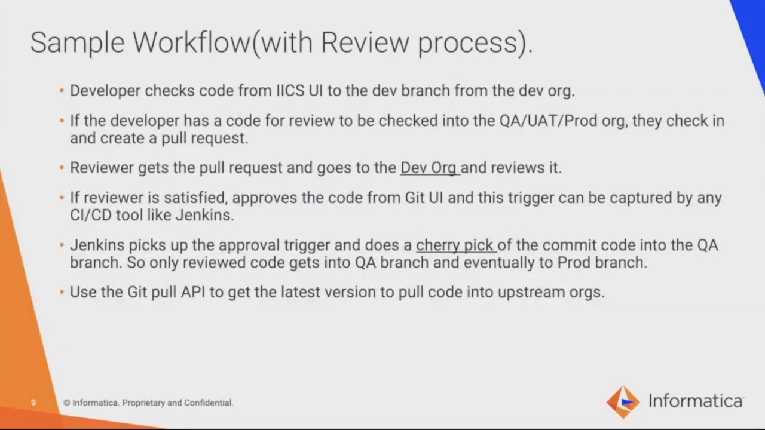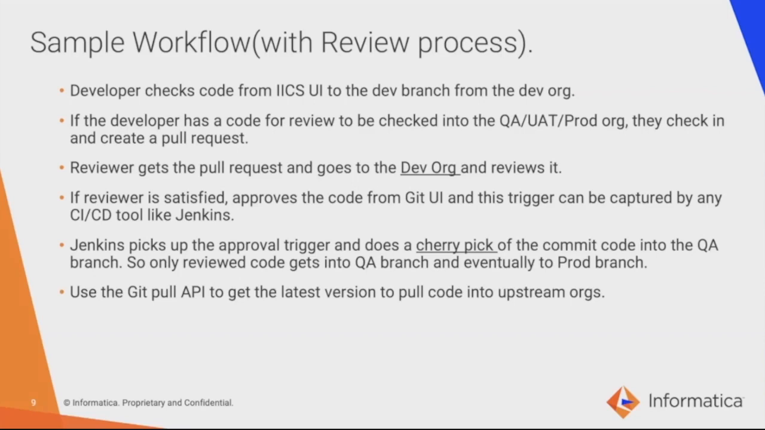Most of these CI/CD tools have plugins to listen to these approval notifications. So you can have something like Jenkins looking for that approval notice in the pull request, and then you can initiate a cherry pick of that specific commit into the QA branch. So a developer checks in the code into a dev branch. The reviewer comes in. The reviewer approves the code.